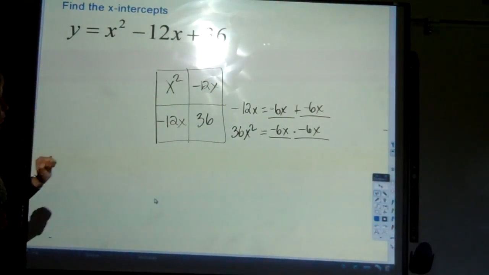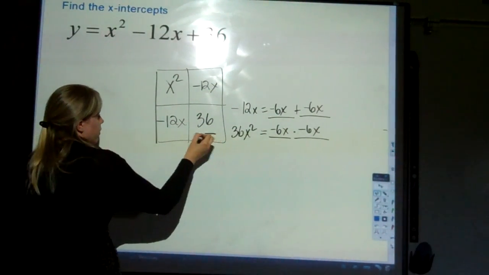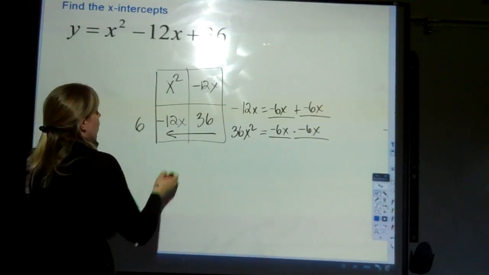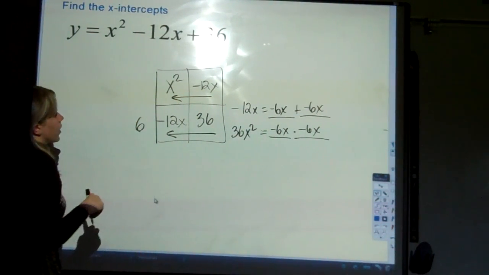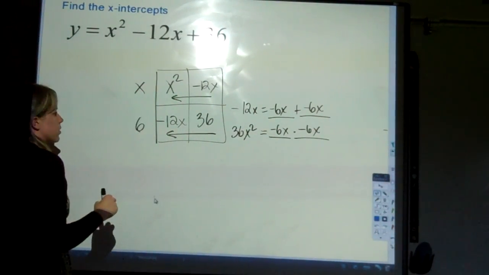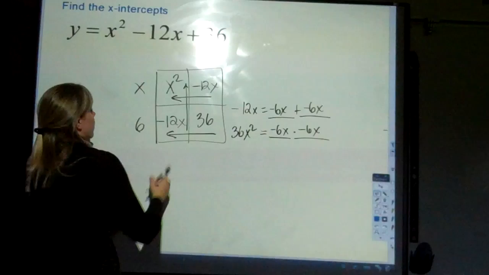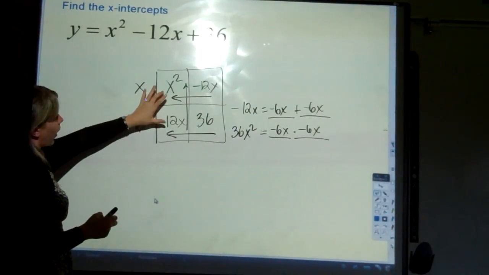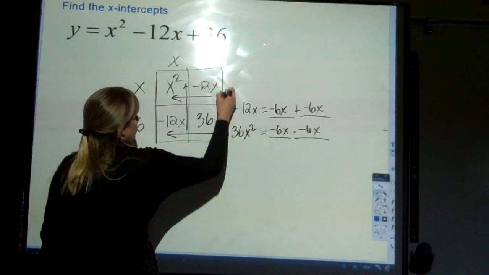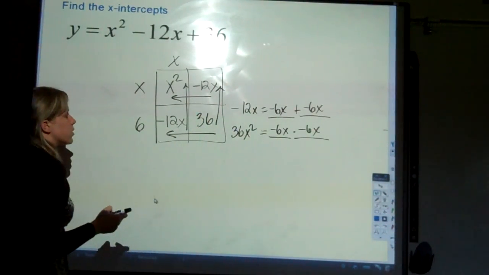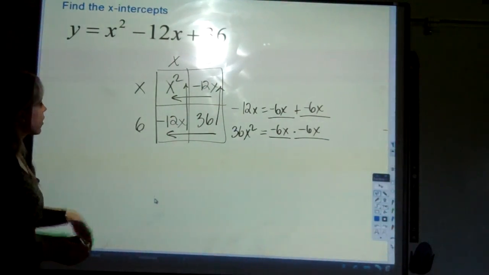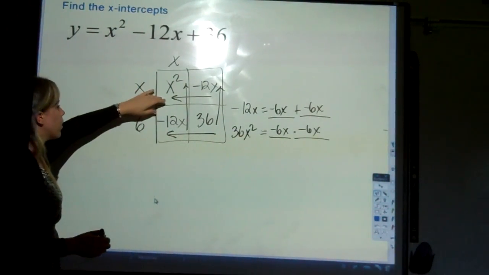Now we can go across and factor. Going into both negative 12x and 36 would be 6. Going across this way for x squared and negative 12x, the only number that goes in is just x. Going up, the number that goes into both x squared and negative 12x is just x. And the number that goes into both negative 12x and 36 is 6. So let's make sure that it works. X times x is x squared.